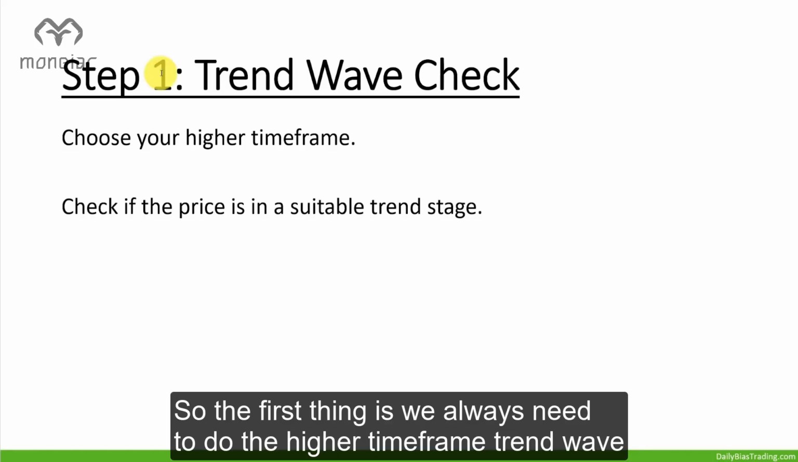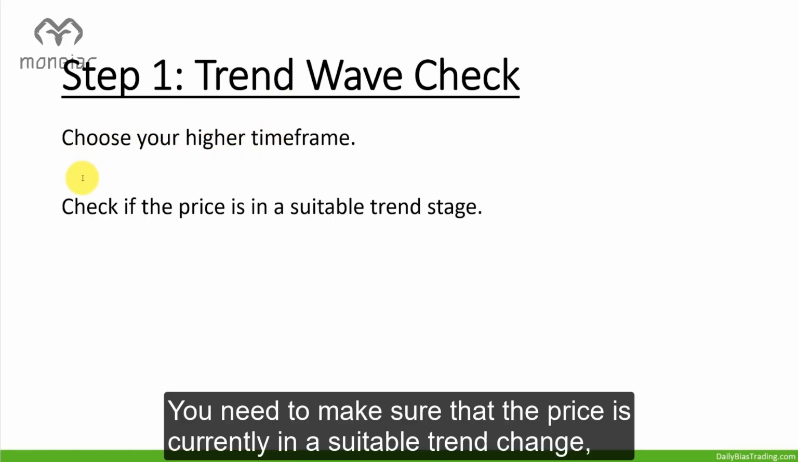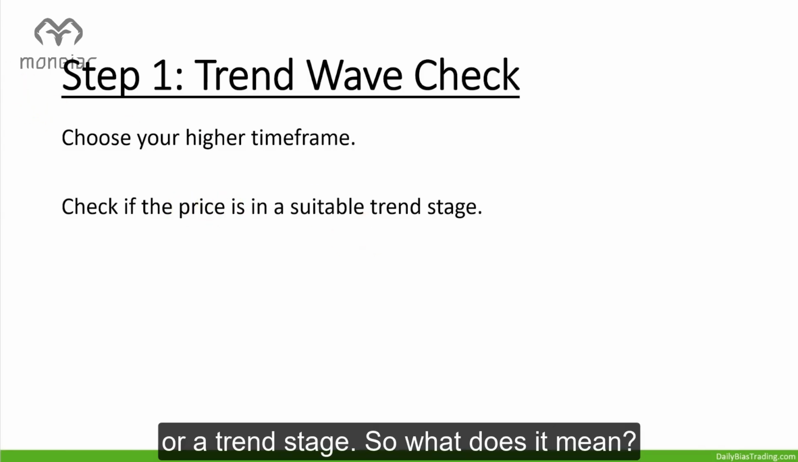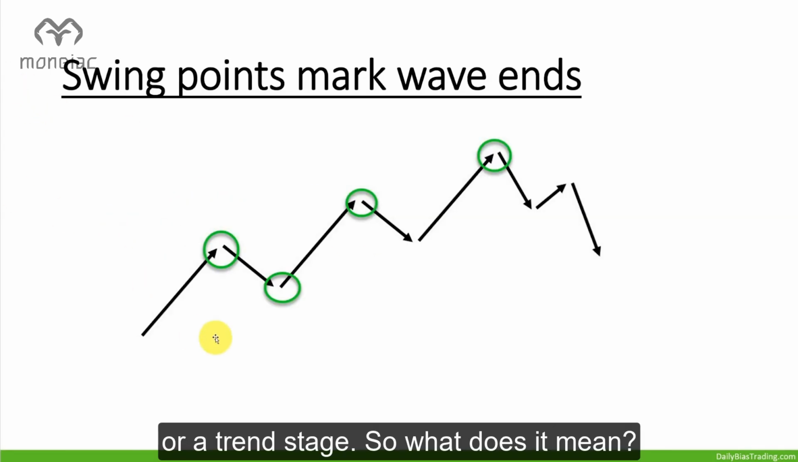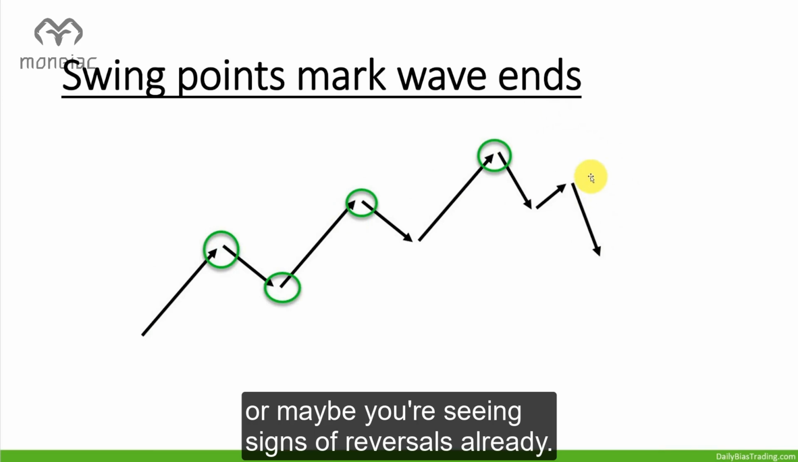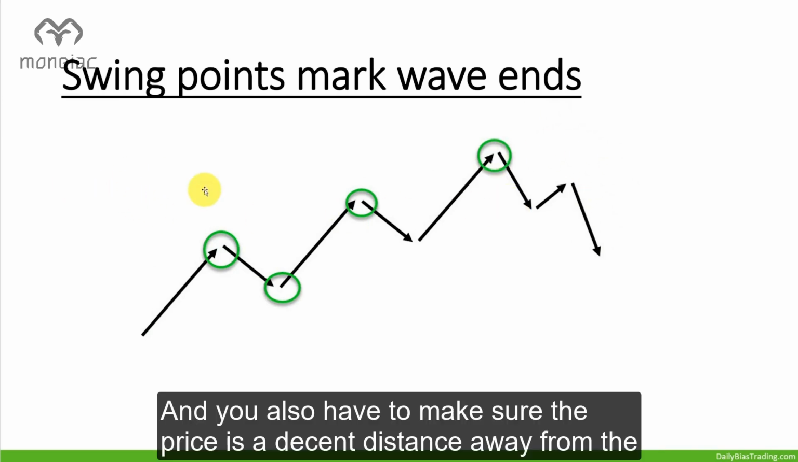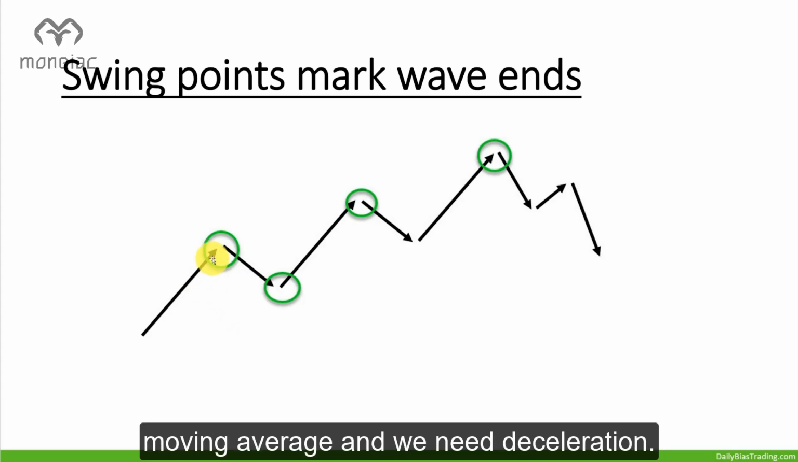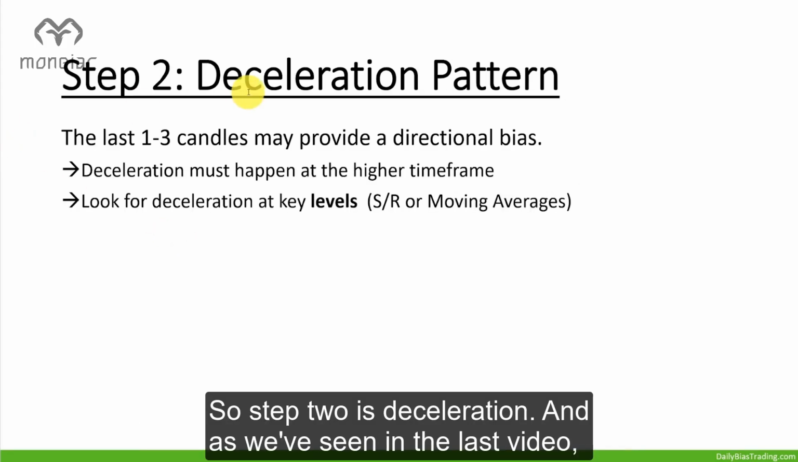So the first thing is we always need to do the higher time frame trend wave check. You need to make sure that the price is currently in a suitable trend stage. So what does it mean? It means that the price must be in an early trend, or maybe in a mid-level trend, or maybe you're seeing signs of reversals already. And you also have to make sure the price is a decent distance away from the moving average, and we need deceleration. So step 2 is deceleration.